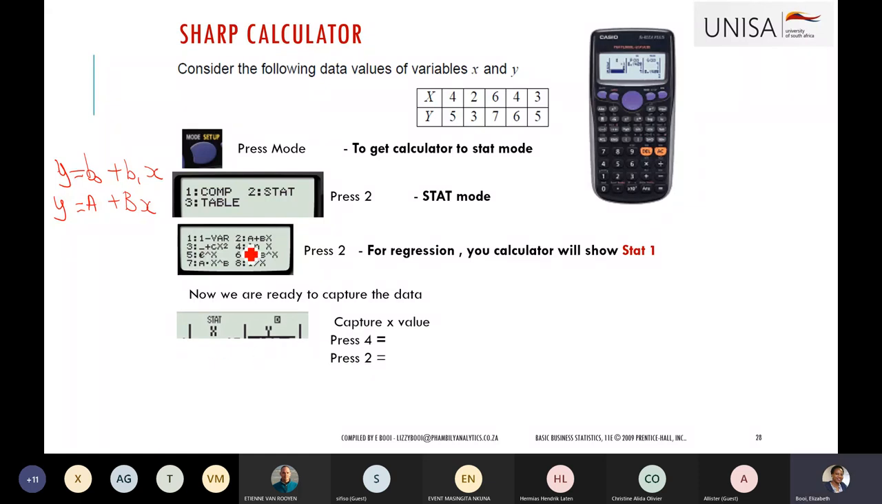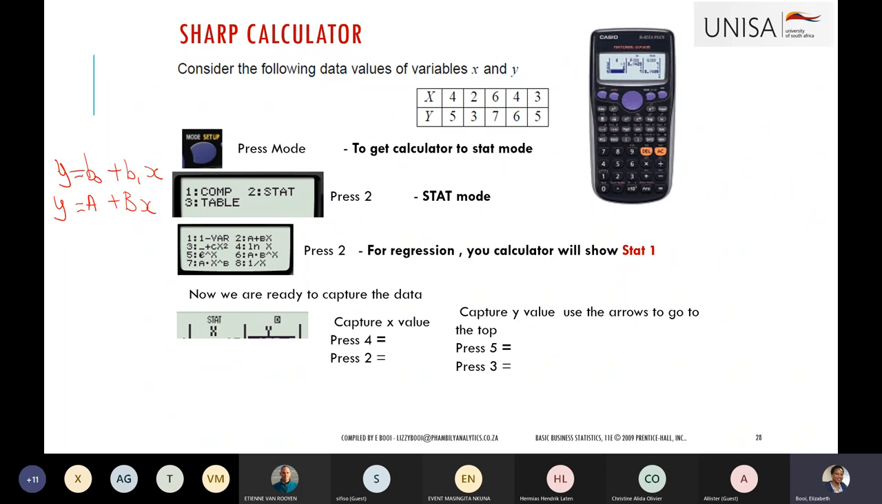Once you click on the number two, it will show you the table that looks like this, and you just press the number that you have, that is four, and then you press equal. You will only capture one column first and then do the next one. So we're first going to do the X values and then we move to the right to do the Y values. So you just press 4 equal, 2 equal, 6 equal, 4 equal until you do the whole table.